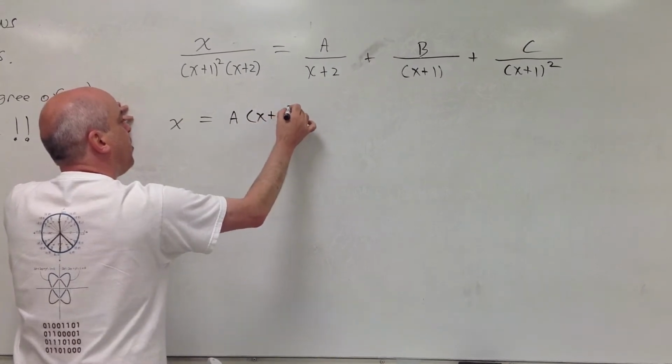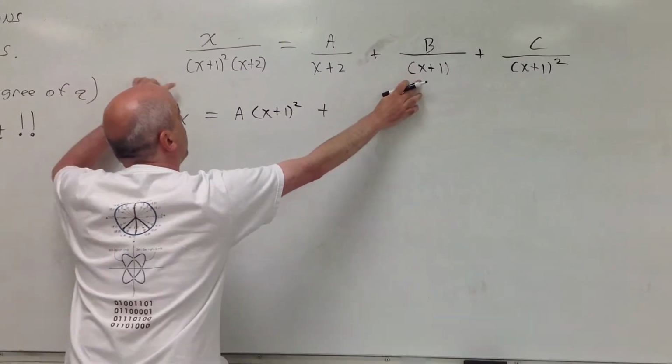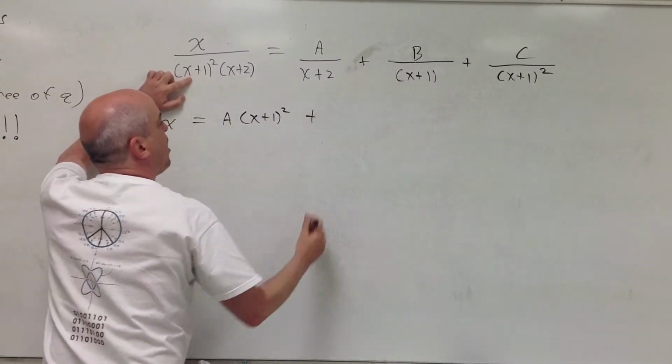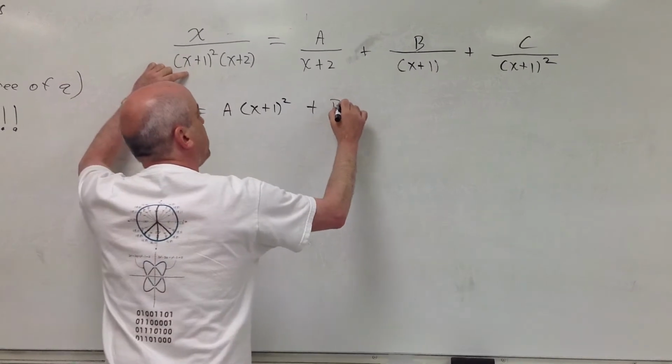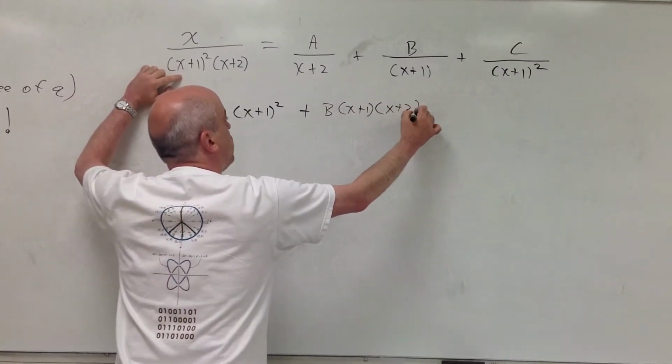So I'll get that. When I multiply the second one, one of the x plus 1's will cancel, the x plus 2 won't, neither will the other x plus 1. So I'm going to end up with one copy of x plus 1 and one copy of x plus 2.